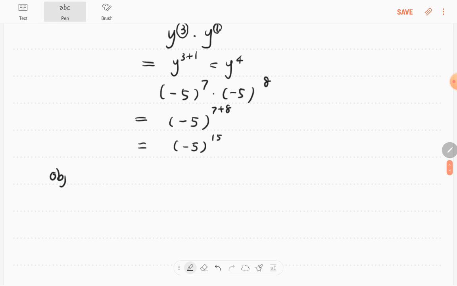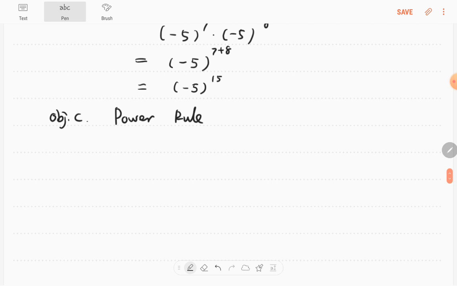The third part, we will use the power rule. Power rule. What is the power rule? We will say if m and n are both real numbers, then we will have this rule.